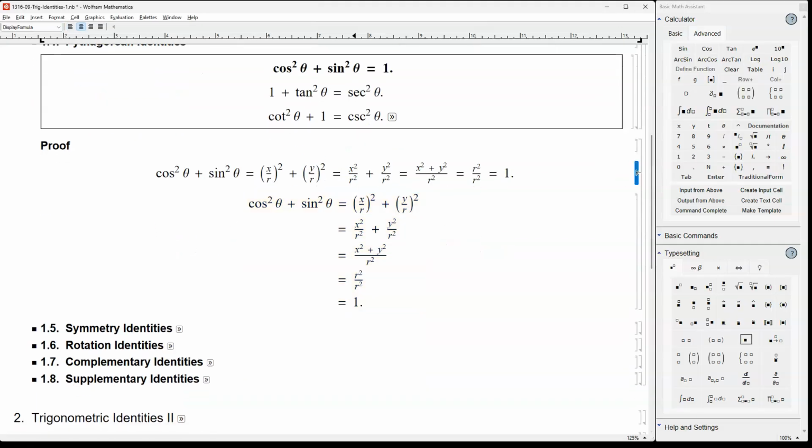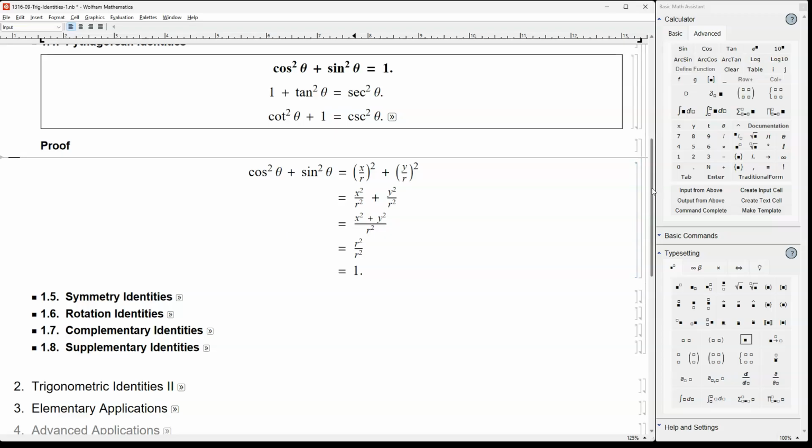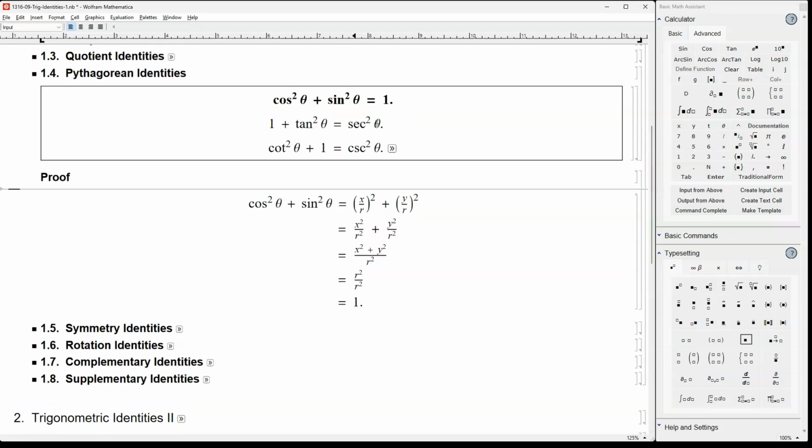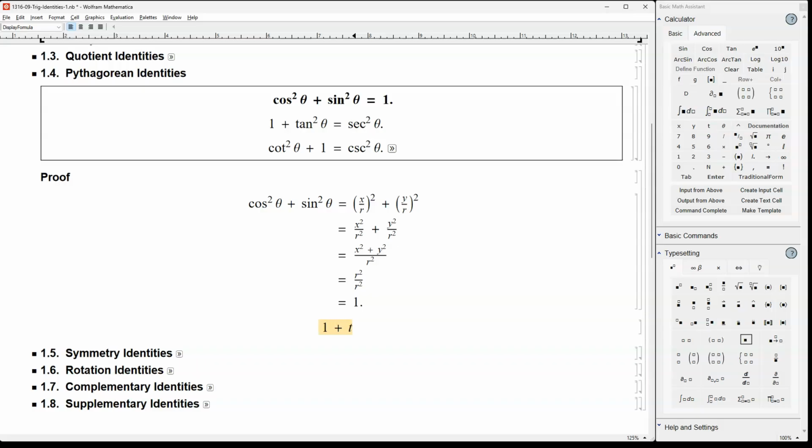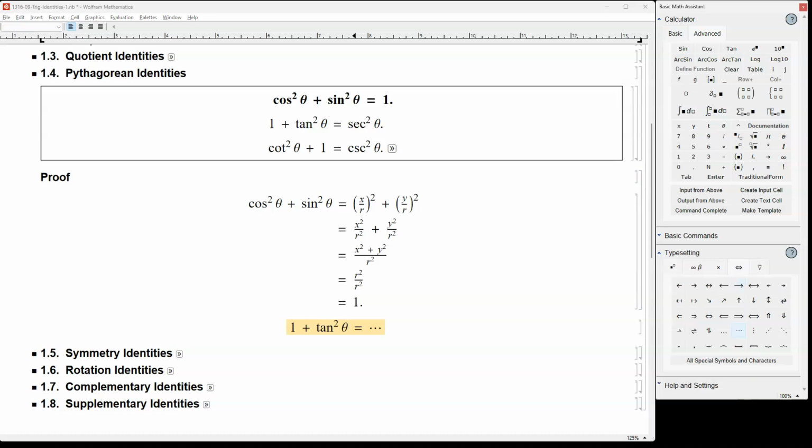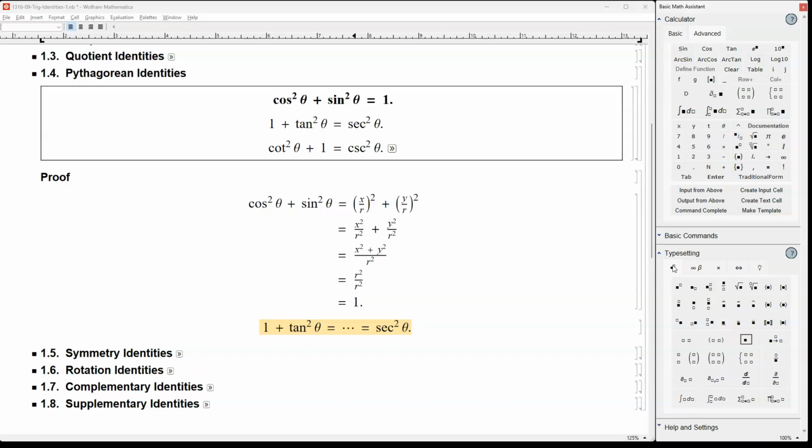Okay, so can you do the same thing to the second and the third identities? 1 plus tangent squared of theta is, and then work it out, and eventually secant squared of theta. Can you work this one out? Stop the playback and try it.